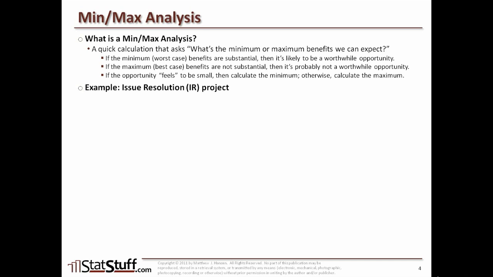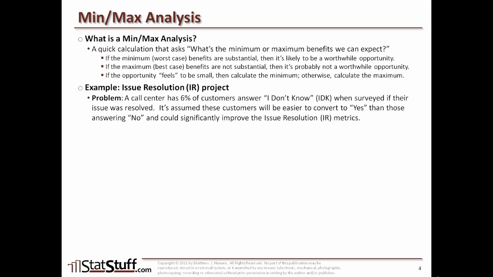So yes, we have resolved it, no, the issue was not resolved, or I'm not sure, I don't know if the issue is resolved. This is based off of a real-world example, and in this particular call center we found that there were about 6% of the customers who answered I don't know when they were surveyed about whether their issue was resolved. So what everyone that was part of the project assumed was that these customers are probably going to be a lot easier to convert to a yes than those who are answering no.